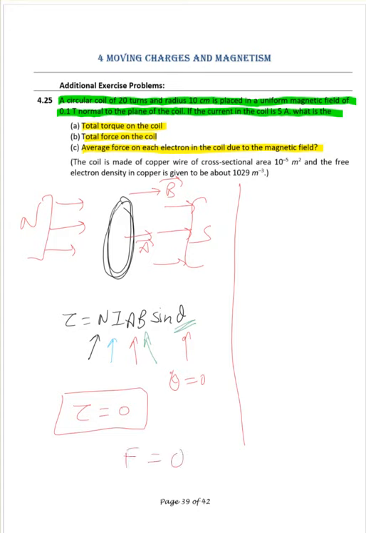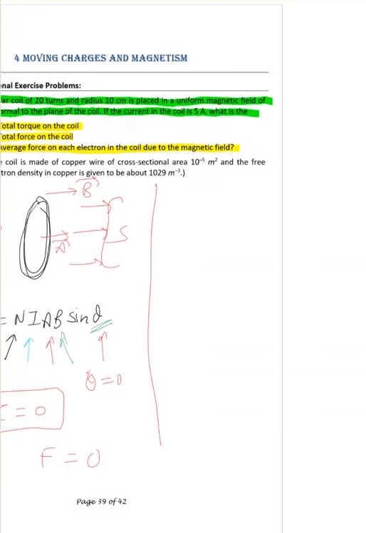So what is left now? Now we have to find out the force on the charges passing through the coil. How to do it? For the force on a charged particle, the formula is F is equal to QVB. Q is the electron charge, so we can take it as eVB. But we should know how much V is.